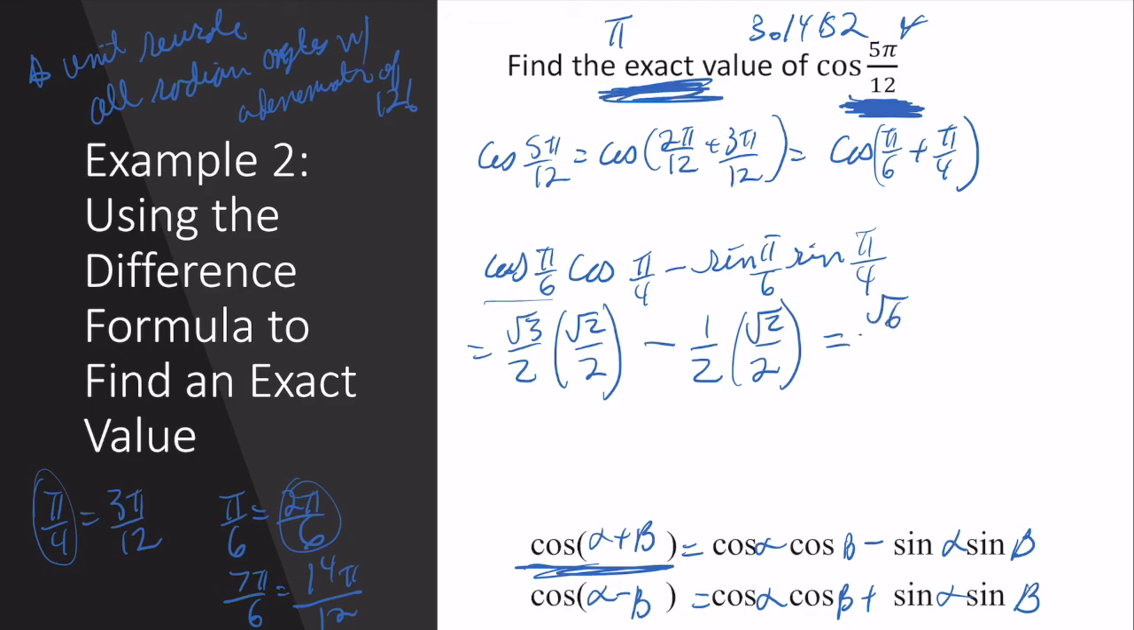So I have the square root of 6 over 4 minus the square root of 2 over 4. So I get the square root of 6 minus the square root of 2 over 4, which is 1/4 times the square root of 6 minus the square root of 2.